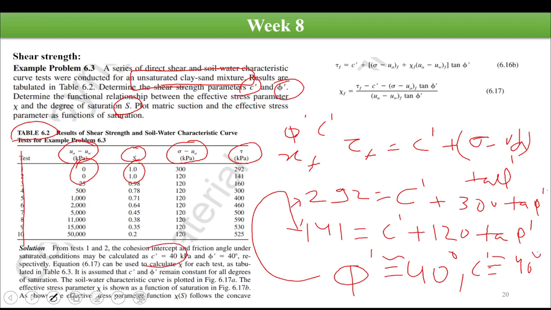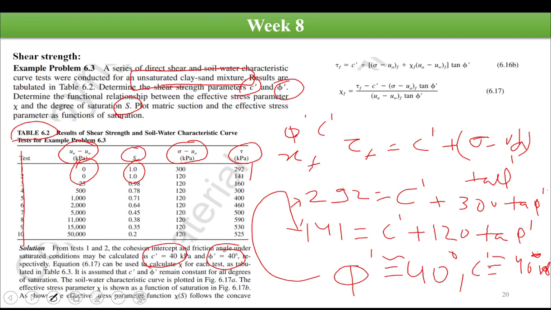So here also we can write it as 40. So c dash we obtain as 40 kPa, phi dash we obtain as 40 degrees. So from the first two sets of data, we have obtained the values of c dash and phi dash.